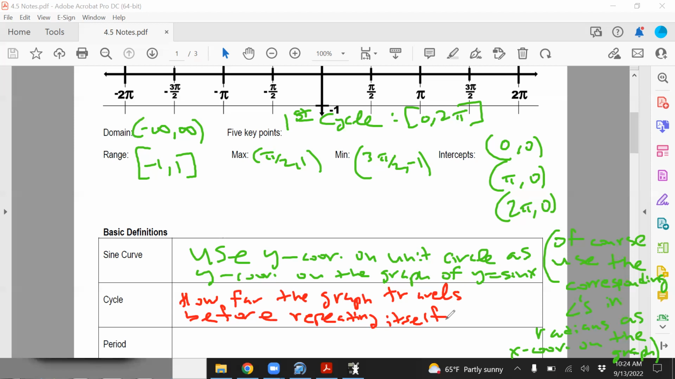How far the graph travels before repeating itself. Okay. And the period is the length of one cycle. Kind of repetitive, I guess, with what I just wrote above: the length of one cycle. So how long will one cycle be? Given the graph, it's 2 pi, yeah. Which we'll get into just a little bit. I don't want to move the screen just yet.